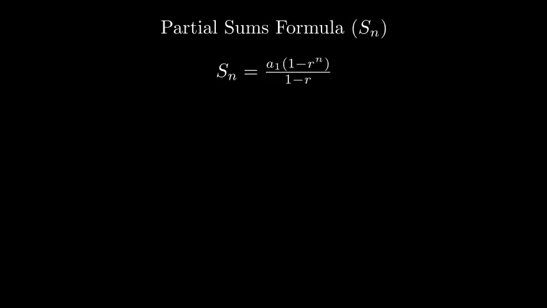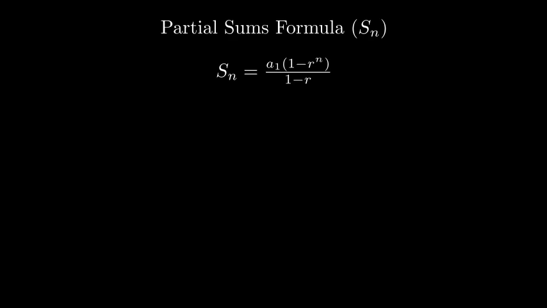Now, how do we sum the terms of a geometric sequence? We have a different formula for this. Let's look at the partial sums formula for a geometric sequence. The derivation is a bit of an algebraic trick, but the resulting formula is very powerful. The formula is S sub n equals a sub 1 times the quantity 1 minus r to the nth power, all divided by the quantity 1 minus r.